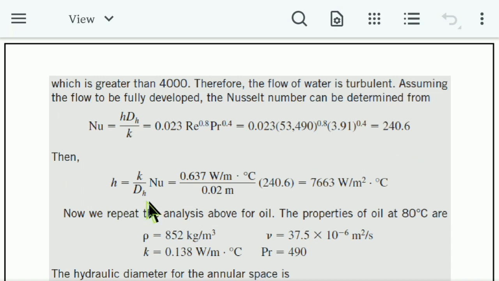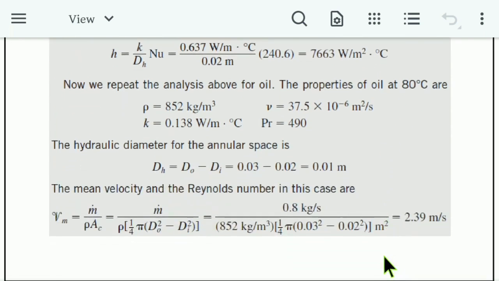Then H is equal to K by dH into Nu. So the value of K is 0.637 watt per meter degree Celsius, dH means 0.02 meter, and Nusselt number is 240.6. So the value of H is 6,663 watt per meter square degree Celsius. Now we repeat the analysis above for the oil.